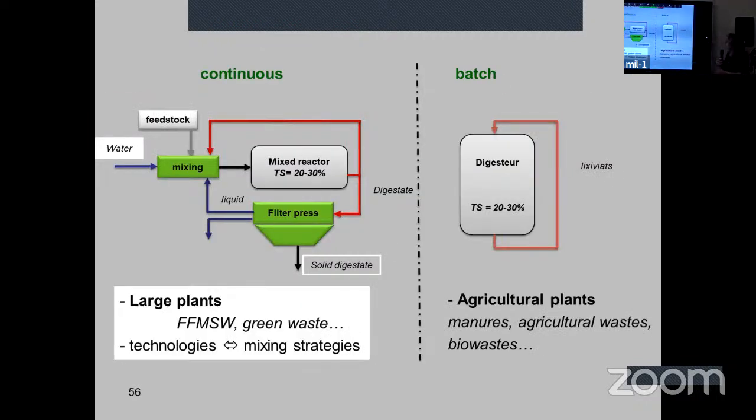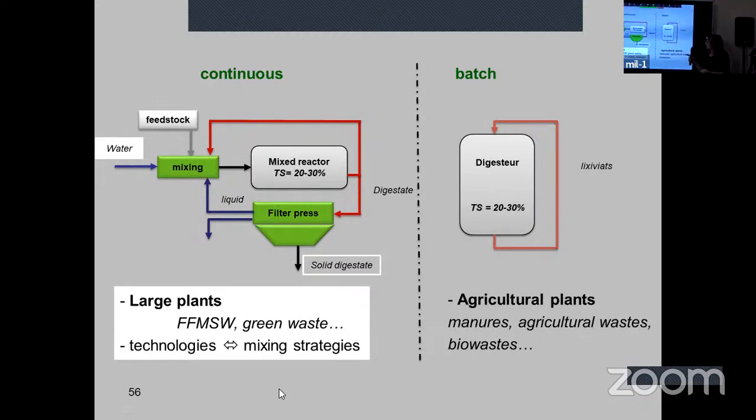So now you can see it's about the dry process. They can be either continuous or batch process. In the case of continuous, generally, if you have solid feedstock, you will need to mix it with water and then introduce it in a reactor where you will have a total solids content of 20 or 30%.